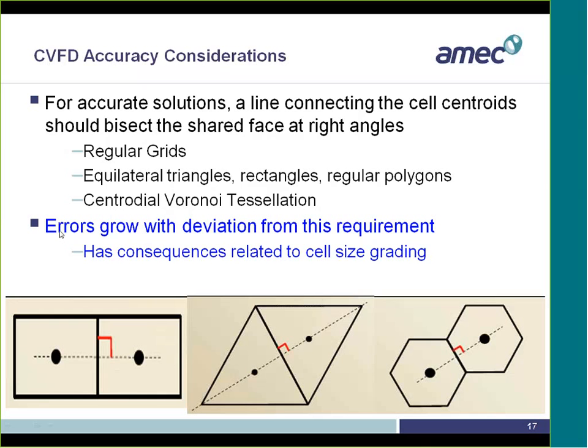However, errors grow with deviation from this requirement, and that can have consequences related to cell grading. So it is not that it is wrong, but these errors grow with deviation. So you can deviate slightly from that requirement when you do cell grading, for instance. But then you're back to those old MODFLOW paradigms where you have to grade the cells smoothly.